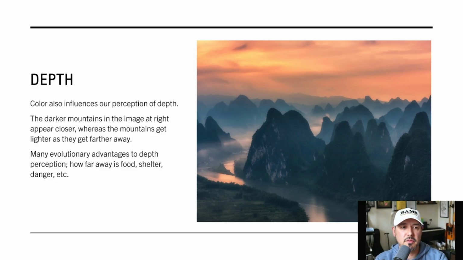But color also influences our perception of depth. So the darker mountains look closer and the farther away mountains look lighter. And there's obviously some are situated in front of the other ones, but this is another piece where color impacts how close and how far away we think things are. The lighter things are getting, the more we perceive them as being farther away. All right, and there's a lot of evolutionary advantages to this, because that helps us know, okay, how far away is that food? How far away is that water if we're thirsty? How far away is that shelter? How far away is that danger?